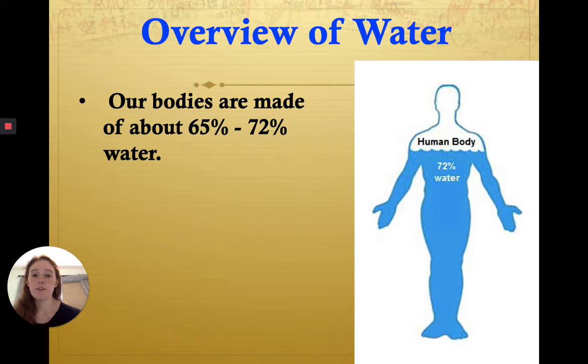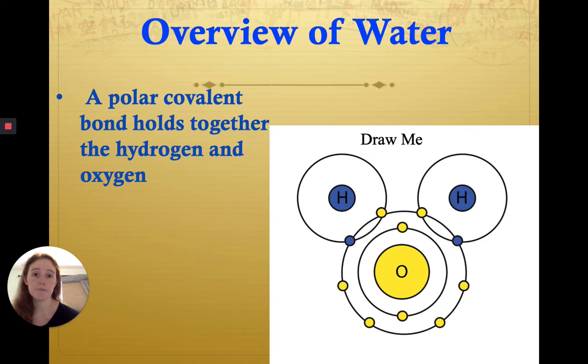A little bit of background on water. Our bodies are made up of about 65% to 72% water. So a lot of you is water. That's why it's really important to stay hydrated. If you're not hydrated, it can lead to muscle cramps and spasms. It can also make you feel a little bit dizzy, so really make sure you're drinking water.